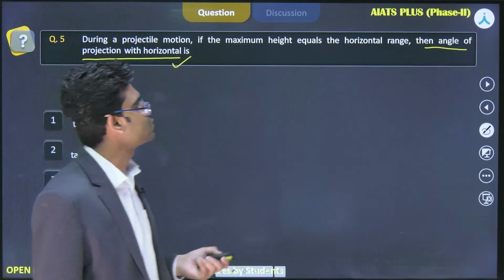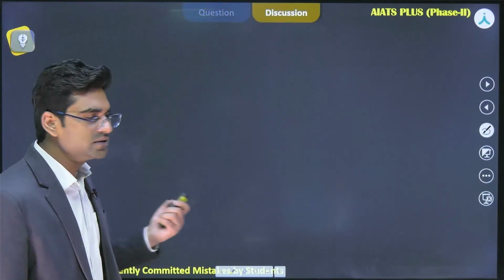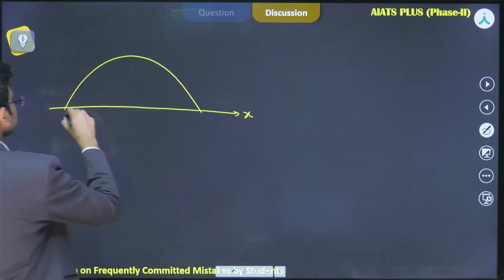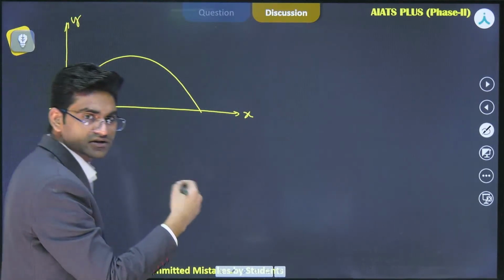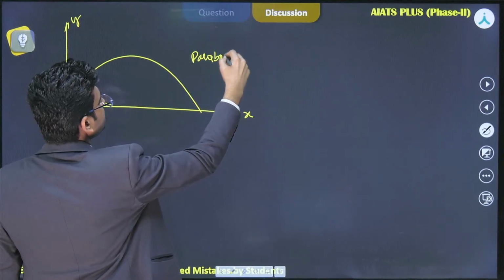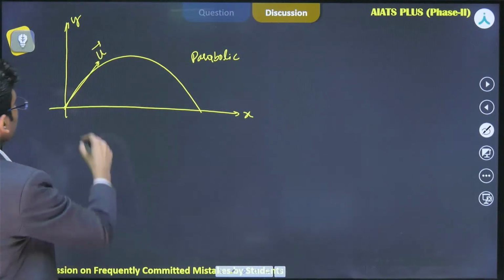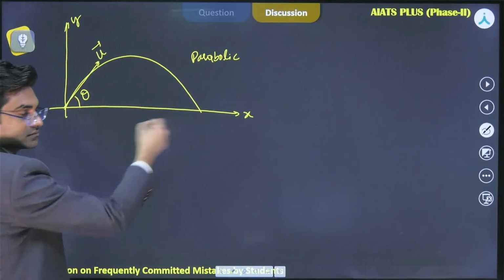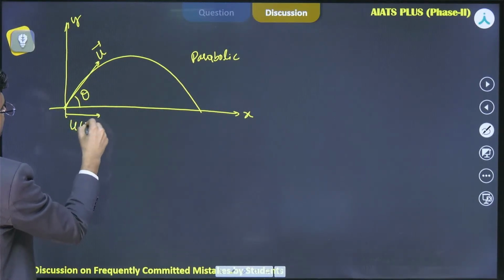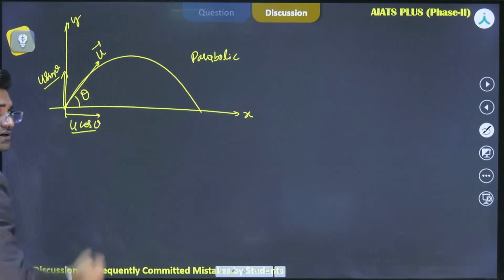Okay, so we will solve this, but before solving this, let's see the concept of projectile motion. This is the trajectory of projectile motion. This is the x-axis, this is the y-axis. The trajectory of projectile motion is parabolic, right? And this is the initial velocity of projection. This is the angle of projection with horizontal, theta. If this is u, then the velocity in horizontal direction will become u cos theta. The velocity in vertical direction will become u sin theta. We know this already, right?